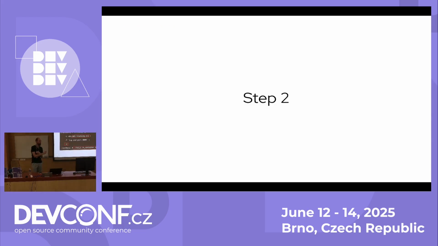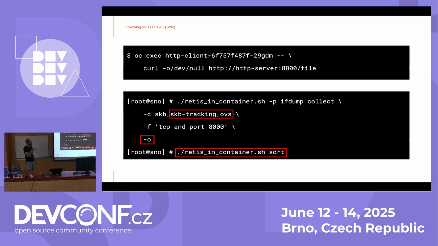So step 2. We'll be doing the exact same HTTP request, and here we are enabling SKB tracking and OVS, OpenVSwitch. One thing we do is we will store the events into a file, so we can later post-process those events by sorting them and trying to group every packet that is the same together.